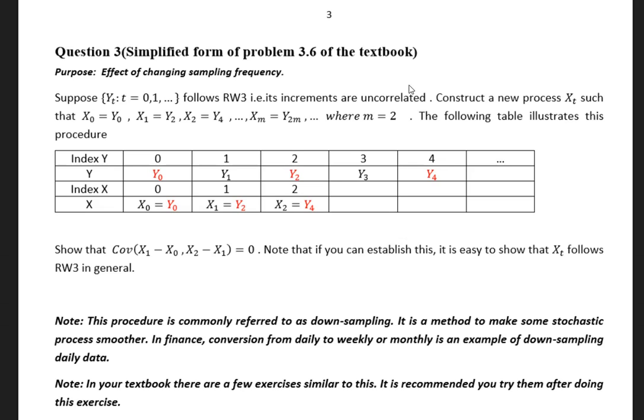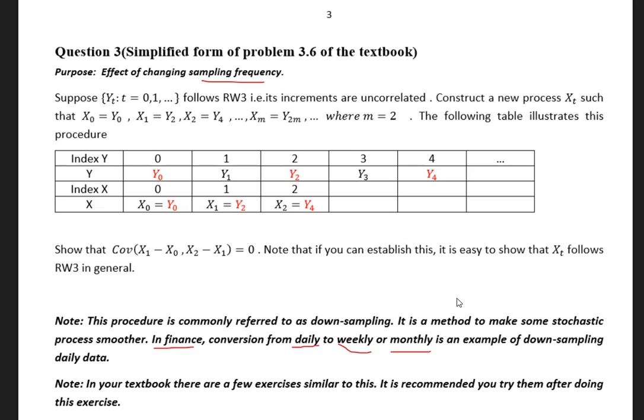Exercise set B, question 3. The main story behind this exercise is that we have a stochastic process, but we are interested to see what would happen to it if we change its sampling frequency. It is common in finance, and of practical importance, to see how things go after changing sampling frequency. In finance, for example, we get daily data, but we may change it to weekly and monthly.